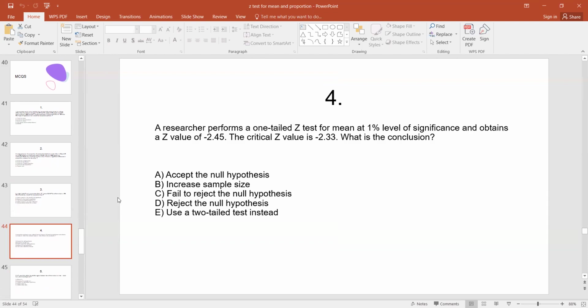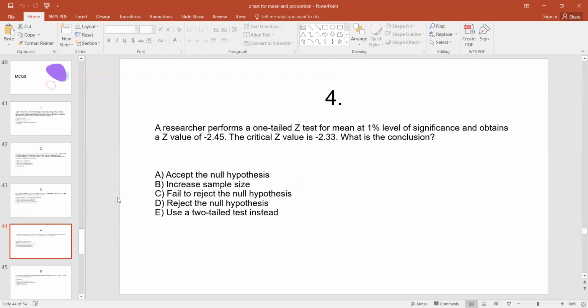MCQs number 4. A researcher performs a one-tailed Z-test for mean at 1% level of significance and obtained a z-value of minus 2.45. The critical z-value is minus 2.33. What's the conclusion?